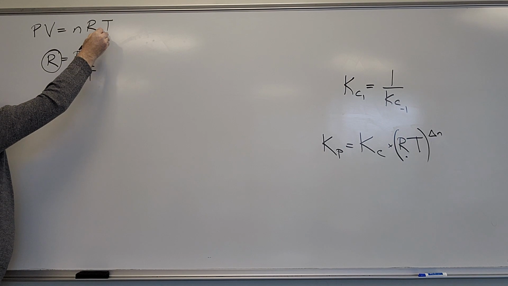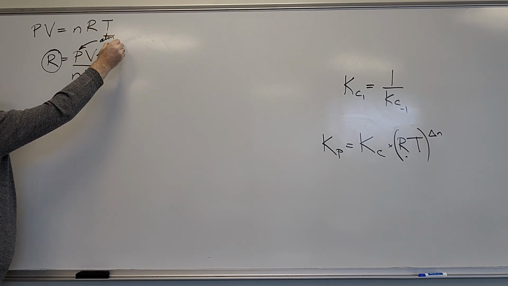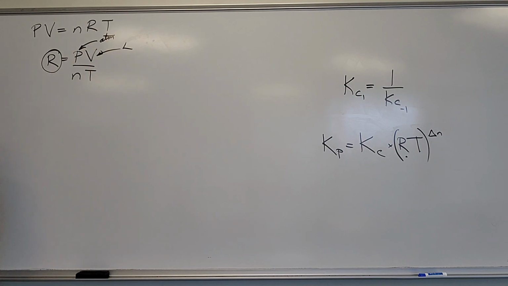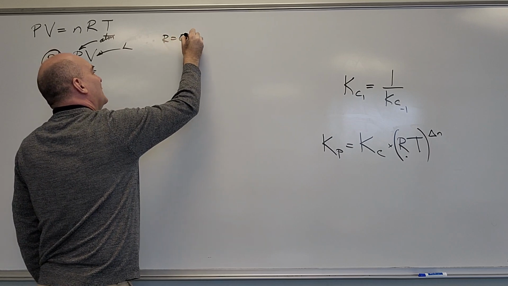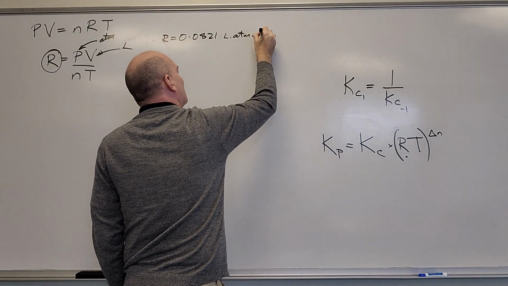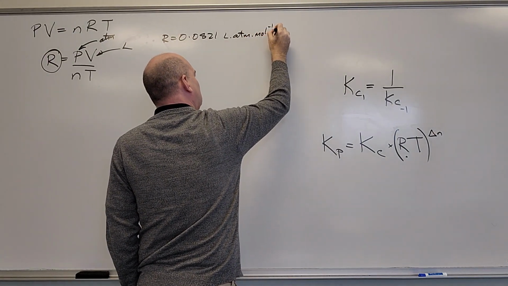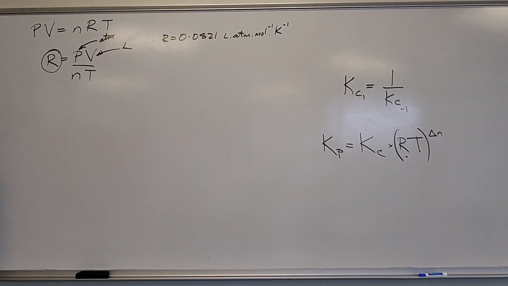And if that pressure is in atmospheres and this volume is in liters, then we use the value of R equals 0.0821 liter atmospheres per mole per Kelvin. Moles are always going to be in moles. Temperature's pretty much always going to be in Kelvin. I can't imagine anybody has made this work in a temperature scale that's not Kelvin.